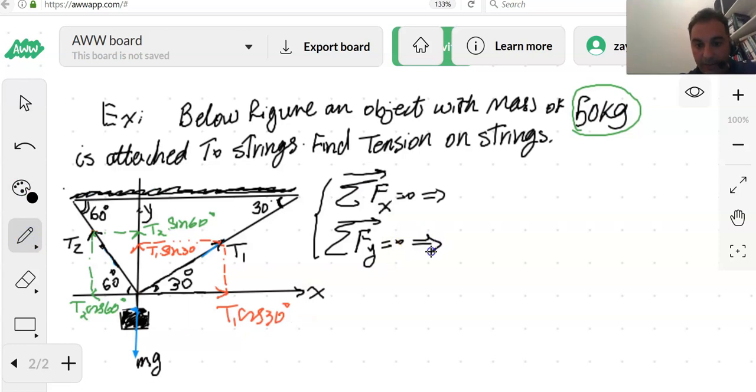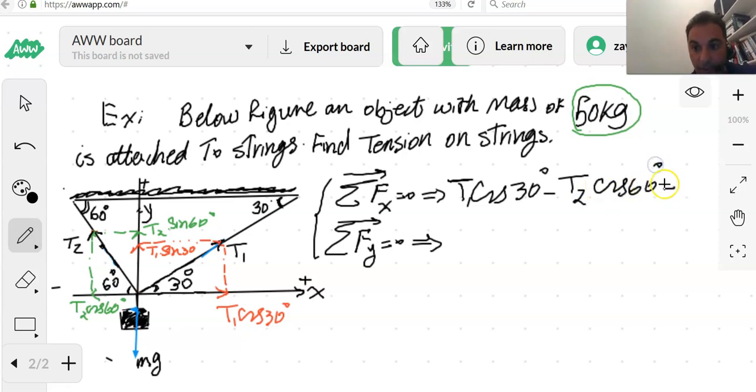Let me change the color. So let's see what forces are on the x-axis. Remember, anything toward the right direction is positive, anything toward the left direction is negative, anything up is positive, and down is negative. So on the x-axis I have only two forces, T1 cosine 30 and T2 cosine 60. Anything toward the right is positive. Remember, this is an important example: T1 cosine 30 degrees minus T2 cosine 60 equals 0.